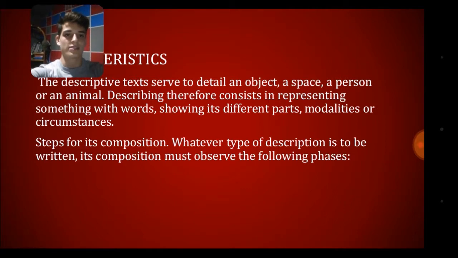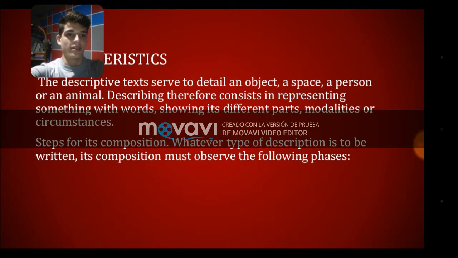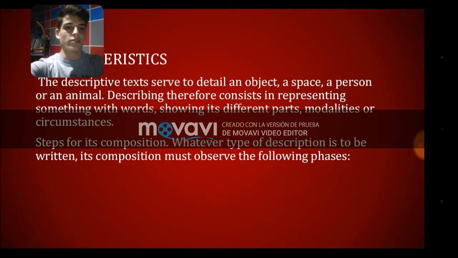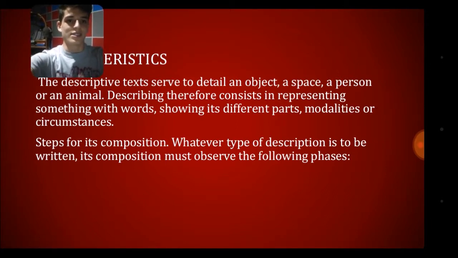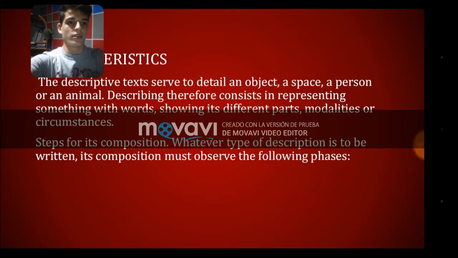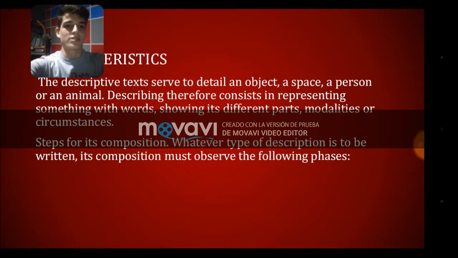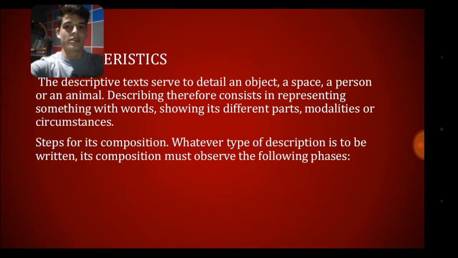There are two fundamental types of description. On the one hand, the objective, in which the object in question is described without including opinions or evaluations of the author's own, only with unquestionable or universally accepted information. And on the other, the subjective, in which the author adds to the description the evaluations or impressions that the object causes.